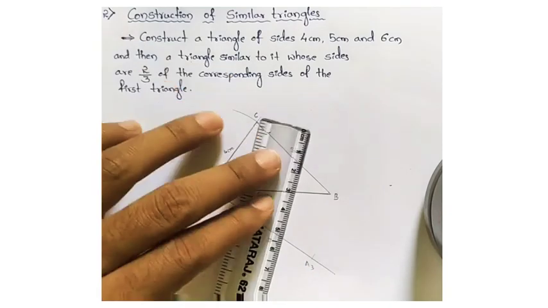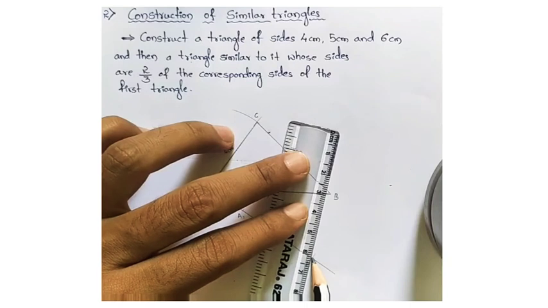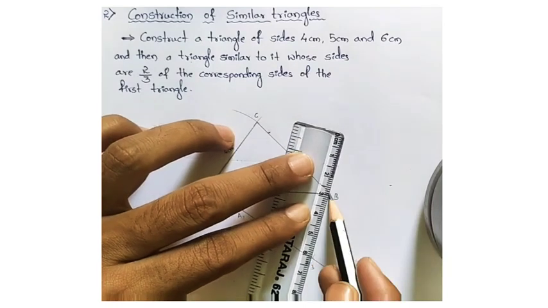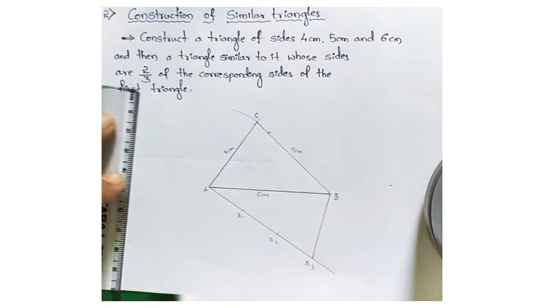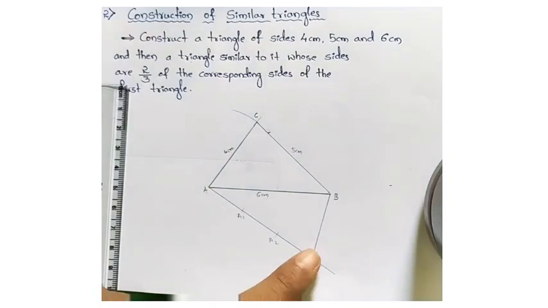So for that what we have to do? Join third part, means A3 to B. So for this we need a parallel line from A2. So then we will get the ratio 2 by 3. So what we have to do?